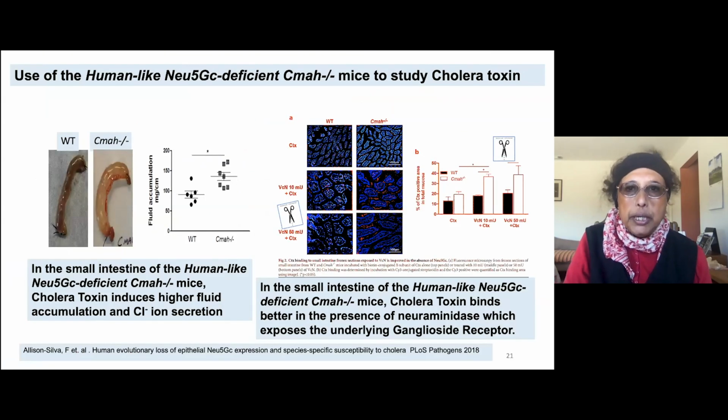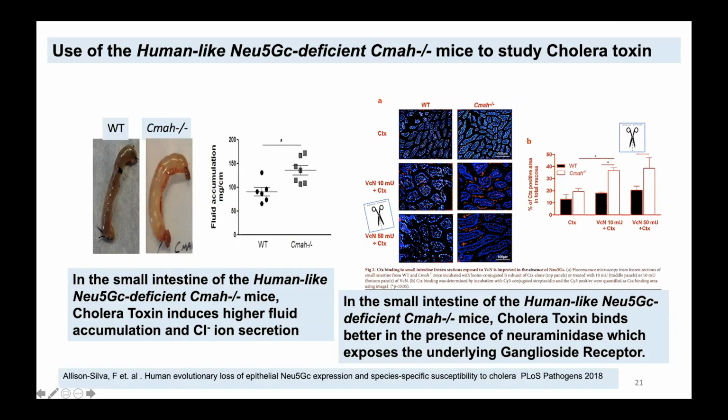So we use the CMAH null mice to study the cholera process, and here are intestinal loops that were infected with cholera from the wild type and from the CMAH null mice, showing distended ileal loops filled with watery fluid in the CMAH null mice, but not in the wild type. And then we used sections from these same animals and saw that there isn't much binding of the cholera toxin by itself, but when we use the neuraminidase, you can see lots of binding to the CMAH null mice epithelial cells in different concentrations, which is not present in the wild type mice.